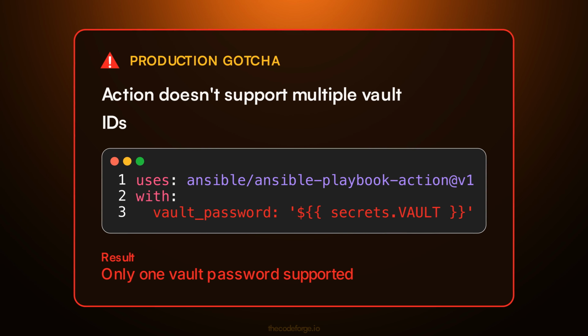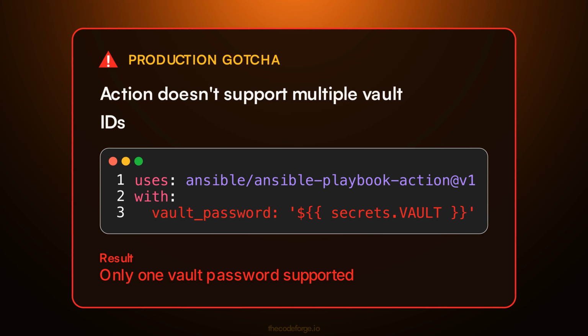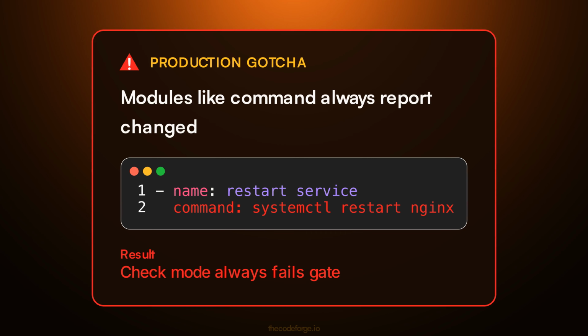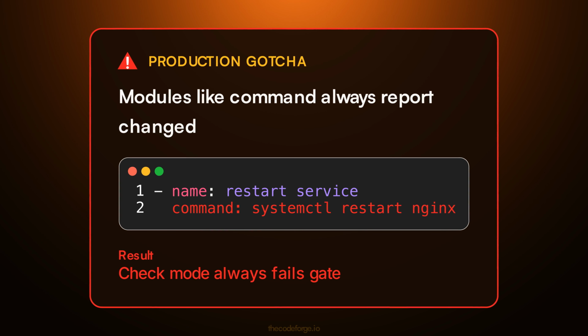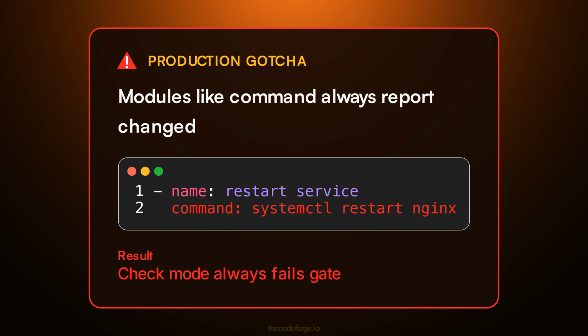The ansible/ansible-playbook action does not support multiple vault IDs natively. Use a raw run step with vault-id for that. Modules like command and shell do not support check mode and always report changed. Use changed_when: false, or check_mode: no on such tasks.